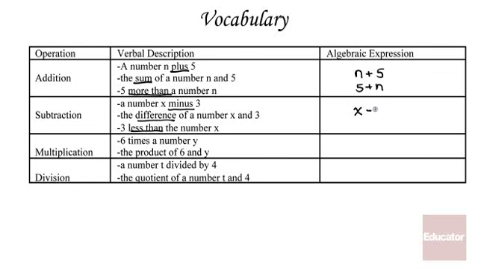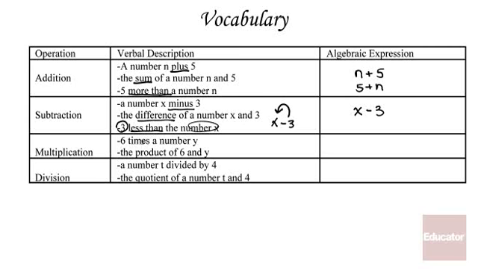X minus 3. This is also the difference of a number x and 3. And notice that the order here is a little different than the last one. 3 less than the number x. So what you're saying is 3 less than the number x here. So be very careful. That one is tricky, the wording with subtraction. It doesn't matter in the addition one because the order doesn't matter. But in subtraction, you have to be very careful with the order because that could change the value of the expression.